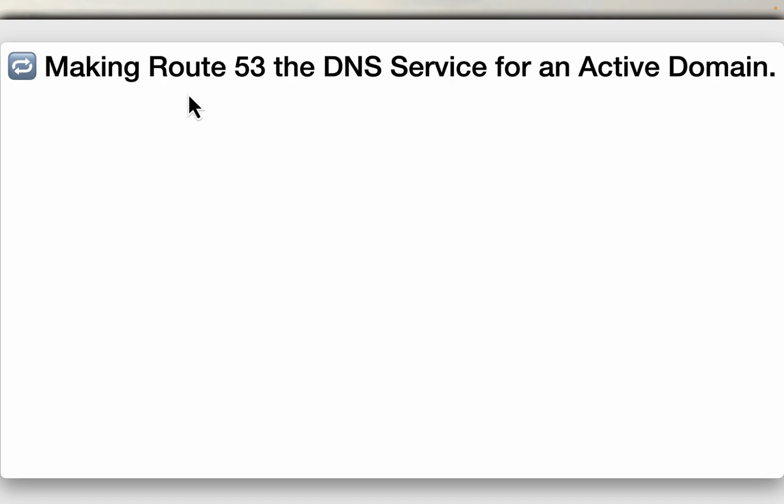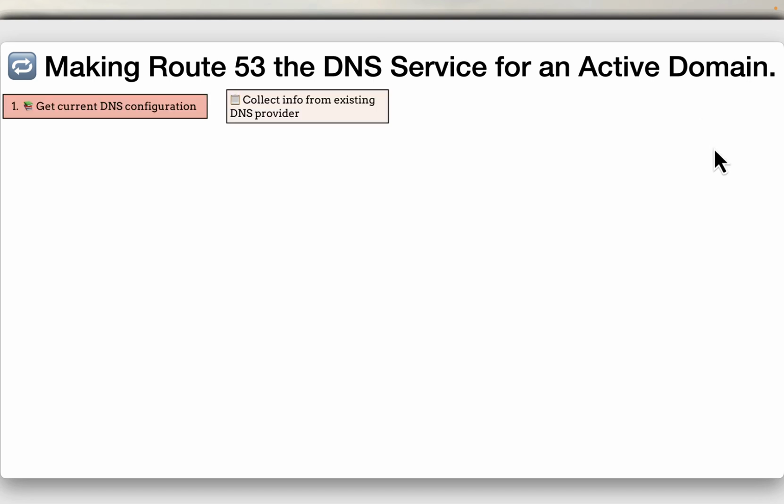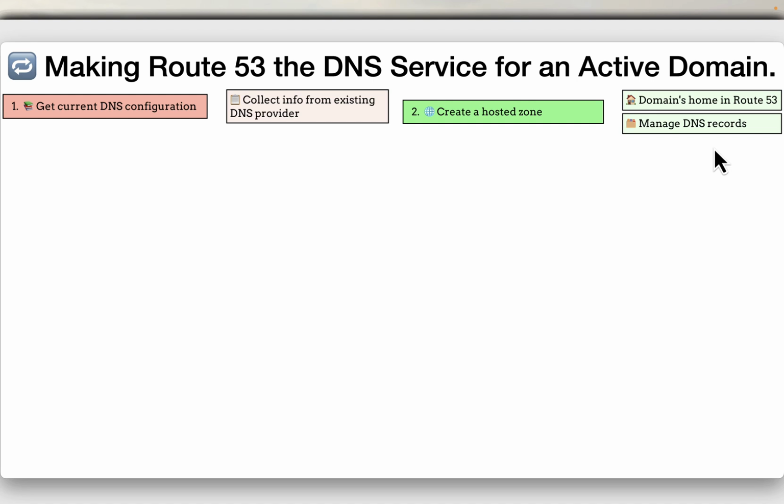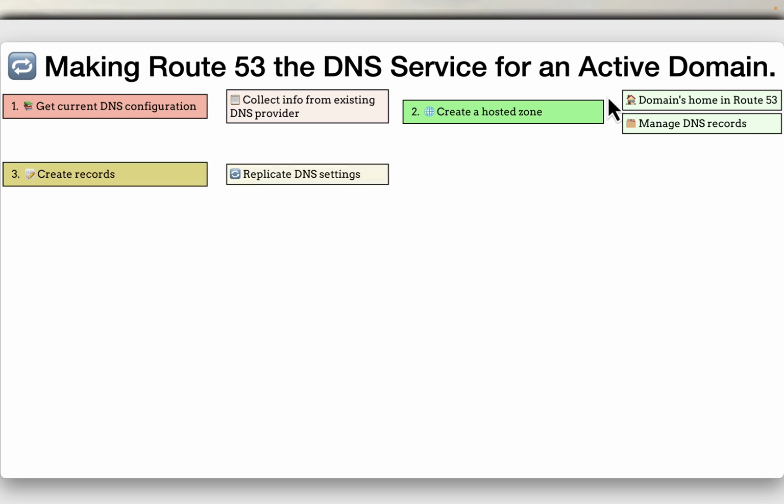Okay, making Route 53 the DNS service for an active domain. So first, get current DNS configuration. So this is essential for mirroring your setup in Route 53. Collect info from your existing DNS provider. Second, you have to create a hosted zone. This is your domain's home in Route 53, allowing you to manage DNS records. So hosted zone is like a home, the first home that you create when you transfer or you make Route 53 the DNS service for the active domain.